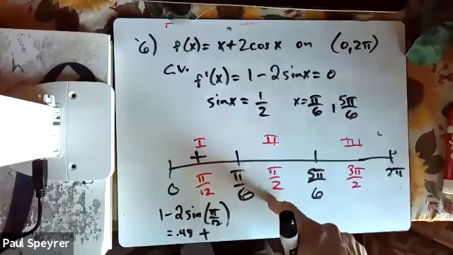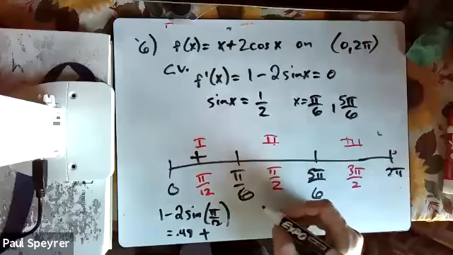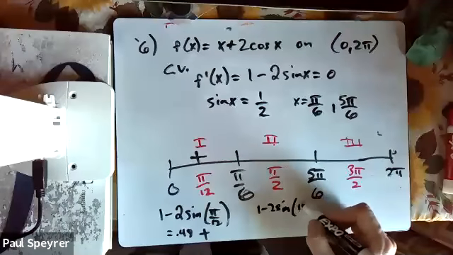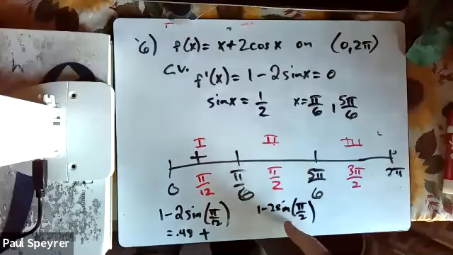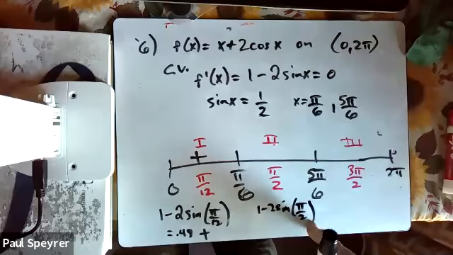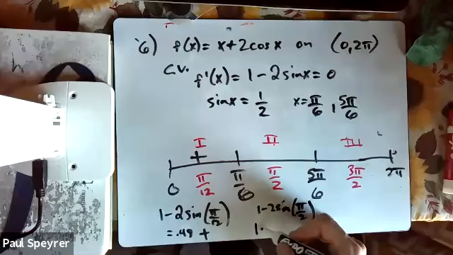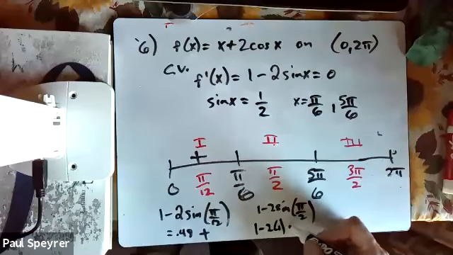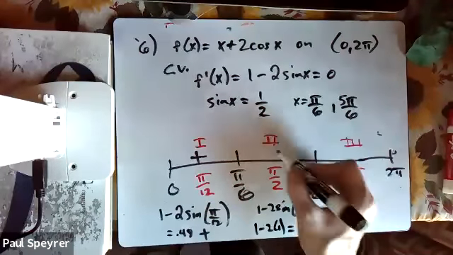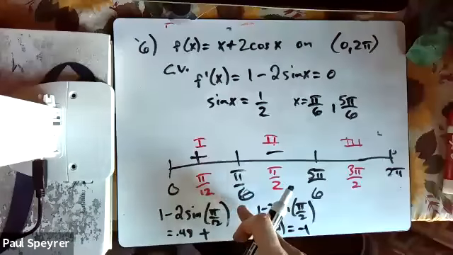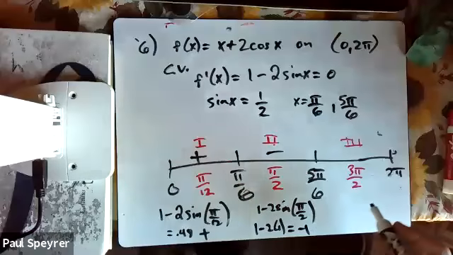We're going to test pi over 2. So we have 1 minus 2 sine of pi over 2. This one, we don't even need a calculator, right? Because what's sine of pi over 2? It's 1, so we have 1 minus 2 times 1. That gives you a negative 1. That's negative. So we know we're decreasing between pi over 6 and 5 pi over 6.